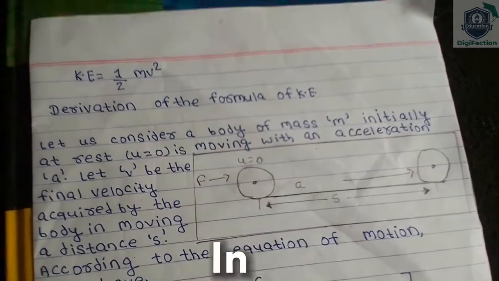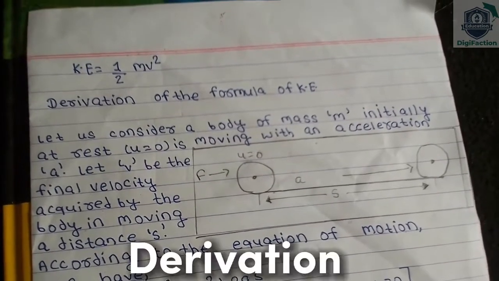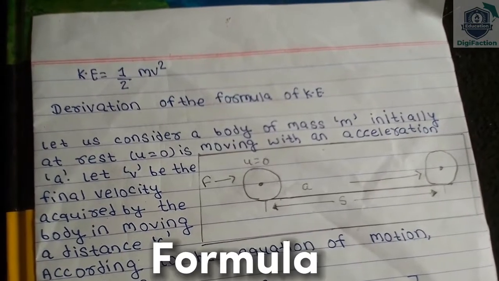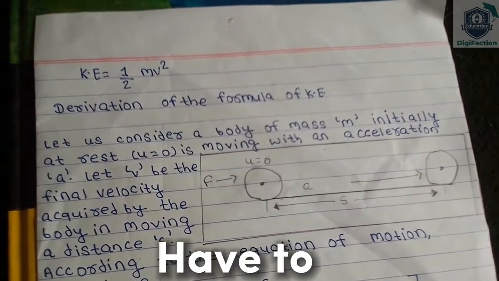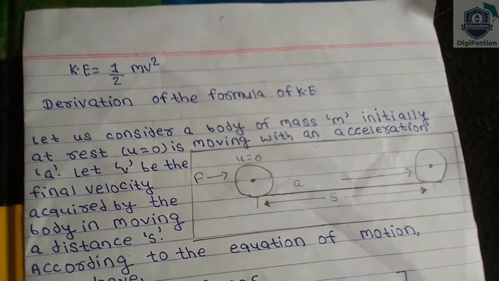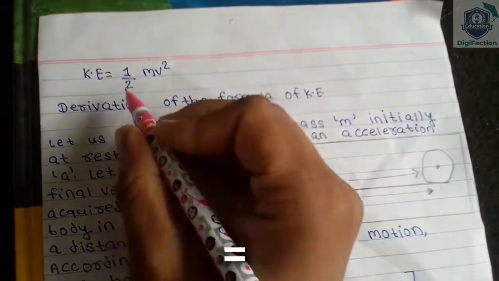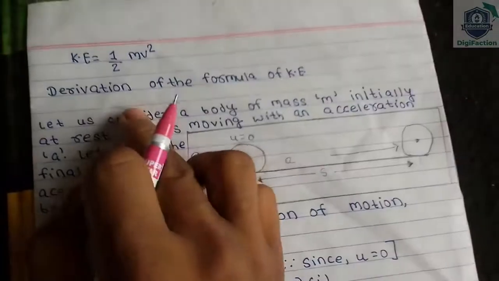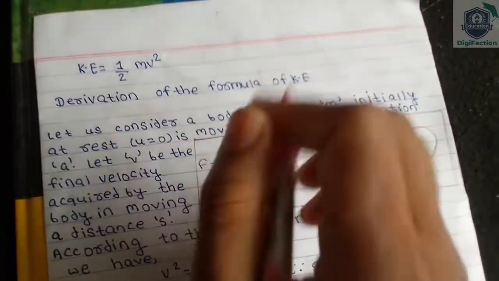So hello guys, today in this video we are going to learn about the derivation of the formula of kinetic energy. It is one of the important formulas. Before derivation you have to know some important things. So I derived it. Kinetic energy is equal to 1 by 2 mv square. So it is half of mv square. Derivation of the formula of kinetic energy.